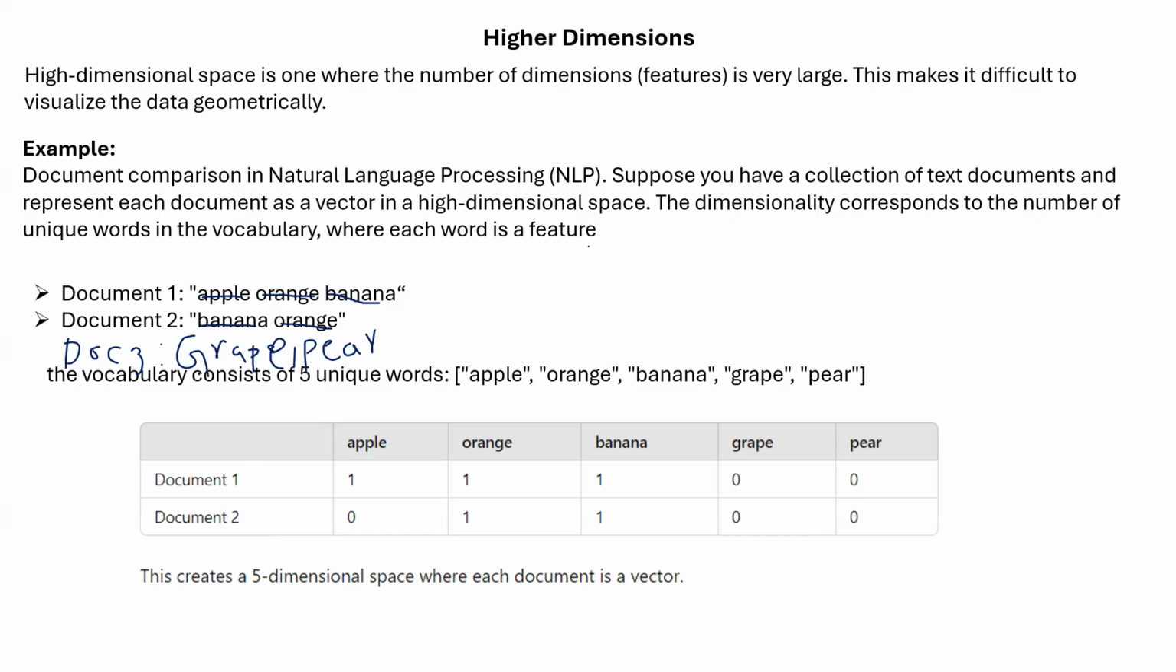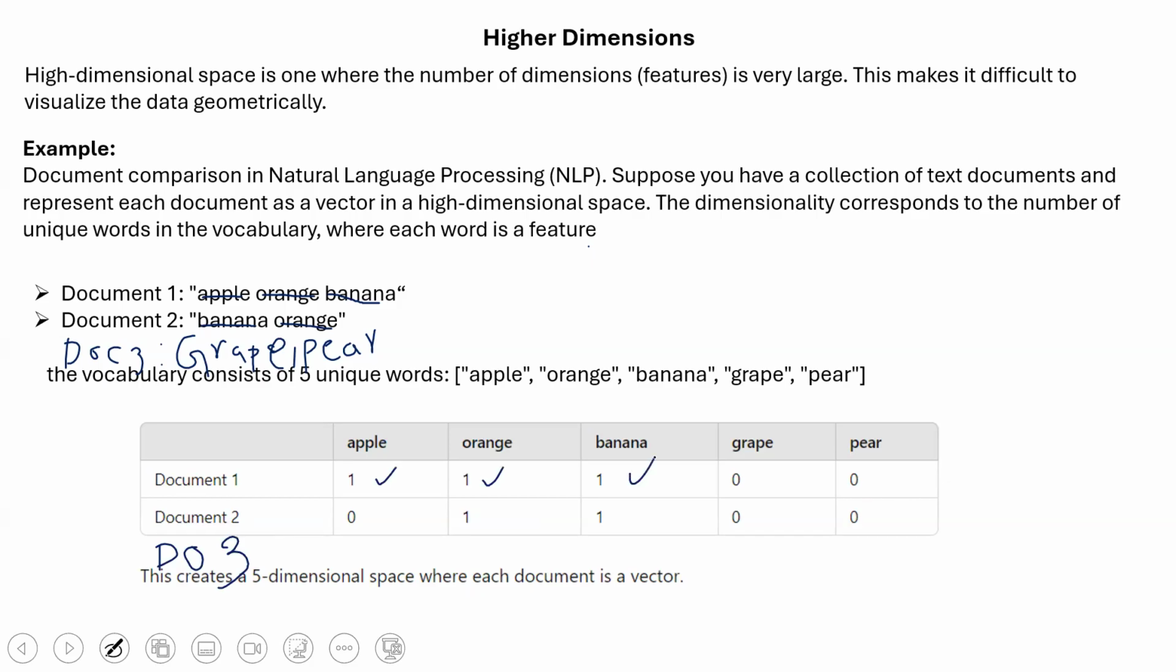And how many documents do I have? 3 documents: document 1, document 2, and document 3. So now in document 1, you have one apple, right? So this count will become 1. You have one orange, right? So the count will become 1. Banana one time. So you will have 1.